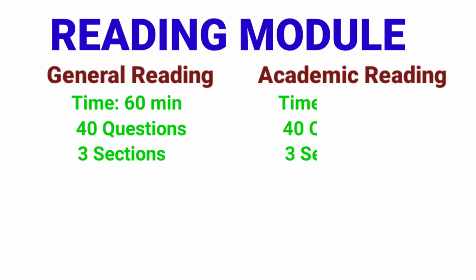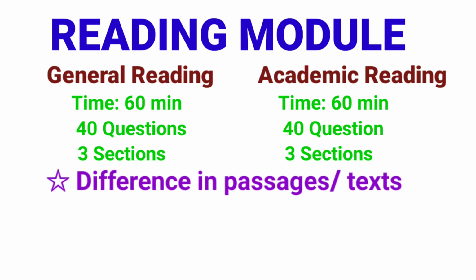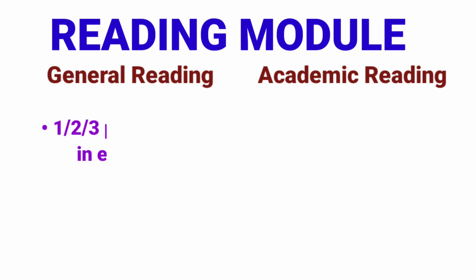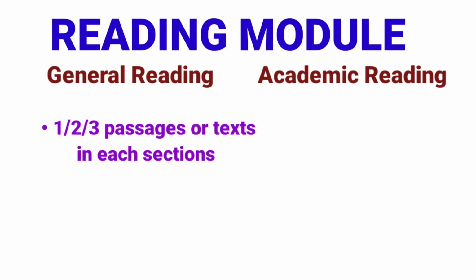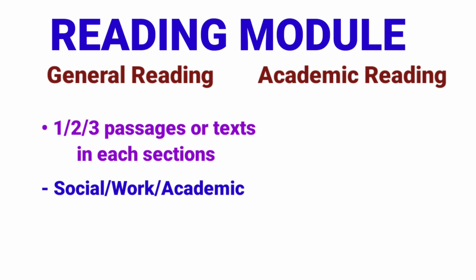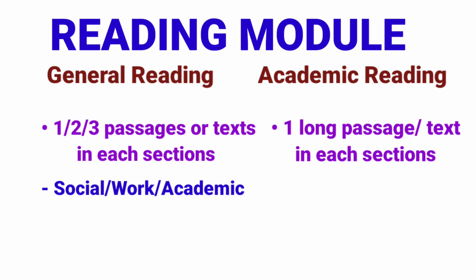There are 3 sections in both general and academic reading tests. But there is a difference in the passages of the academic and general reading tests, which means the difference is in the length and type of passages. The general test will have 1, 2 or 3 texts or passages in each section, based upon which you need to answer 40 questions. On the other hand, in the academic test you will have one long passage in each section, or a difference in types of texts or passages, based upon which you need to answer 40 questions.